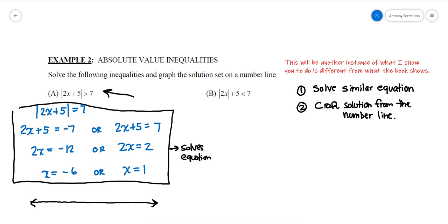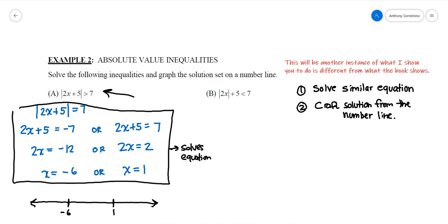Now, I don't draw a very over-sophisticated number line. I'm going to put two slashes on here, one at negative 6 and one at 1, because those are where the two solutions to the equation are. And here's what I do. Having these splits this number line into three different segments. I have the segment before negative 6, I have the segment between negative 6 and 1, and I have the one that follows 1.